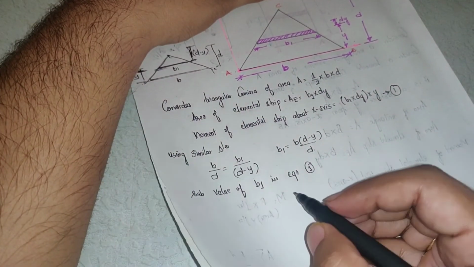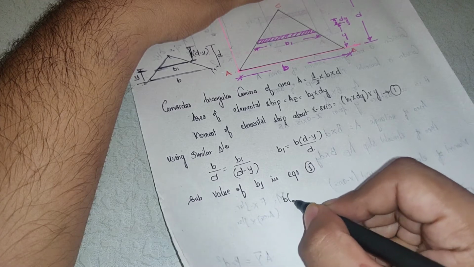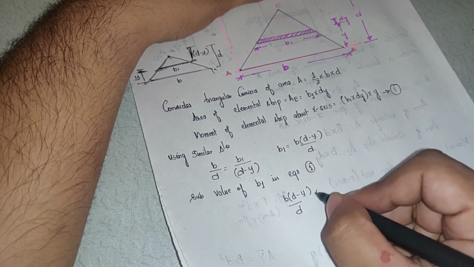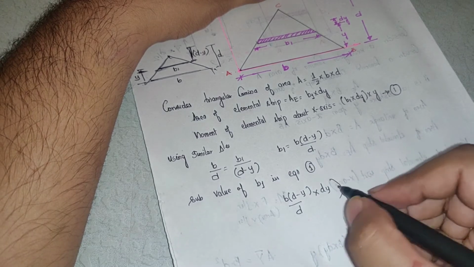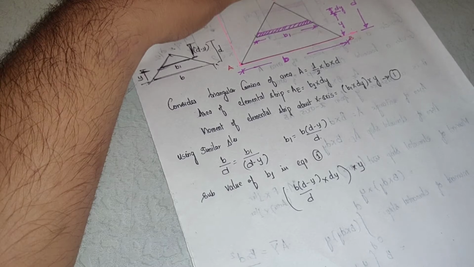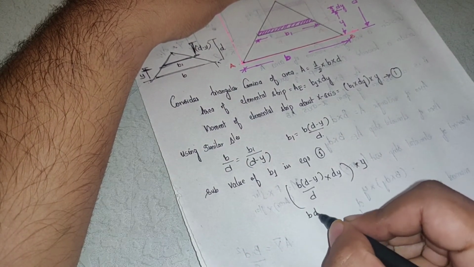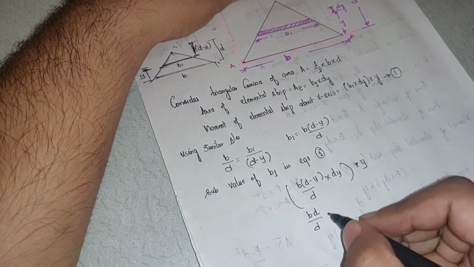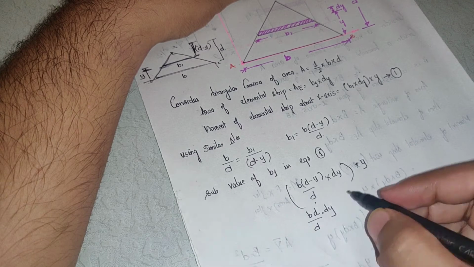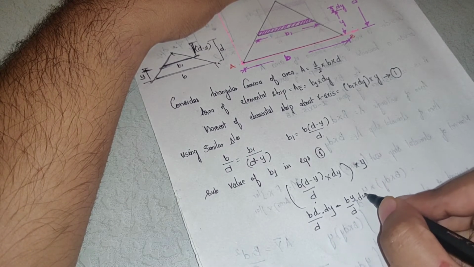So substituting the value of B1 in equation 1, what I'll get is, so B1 is what? B into D minus Y divided by D into dy. This is in one bracket, into Y outside. So I'll solve this inner bracket first. This will be B into D divided by D into dy, minus B into Y by D into dy.